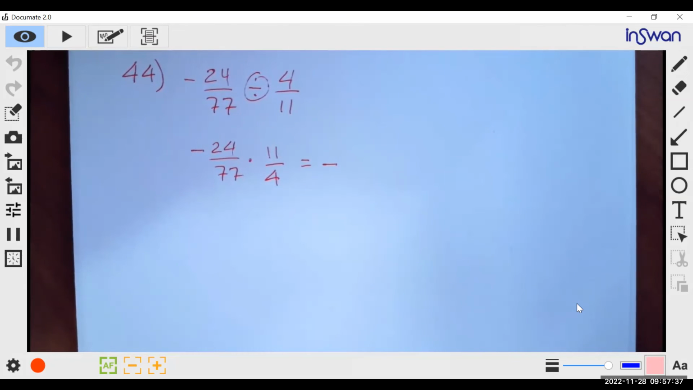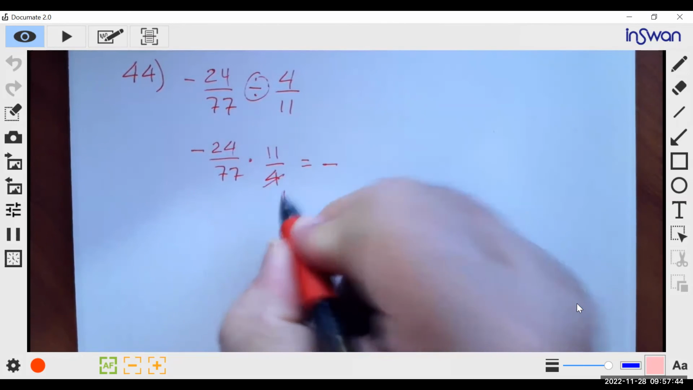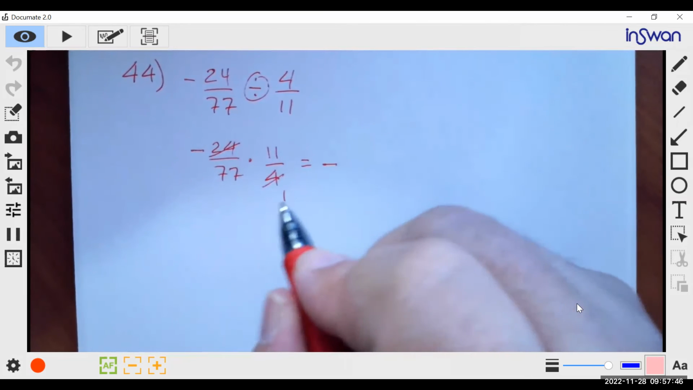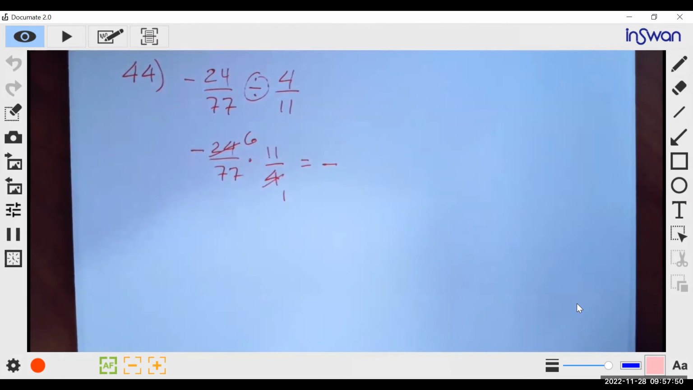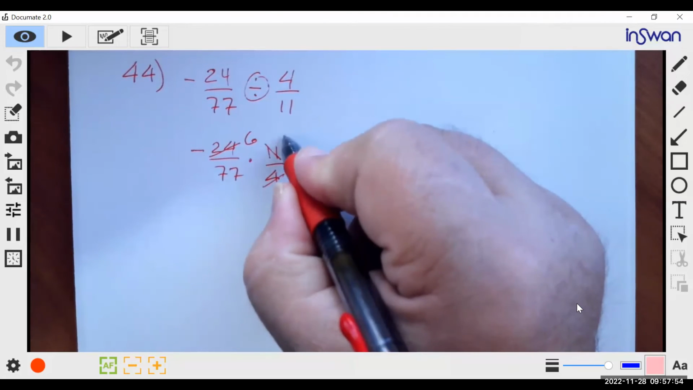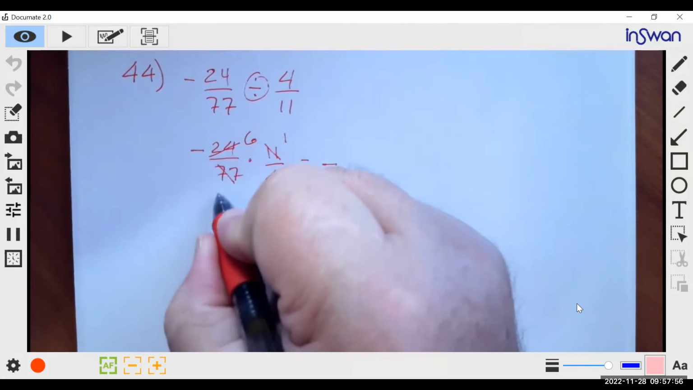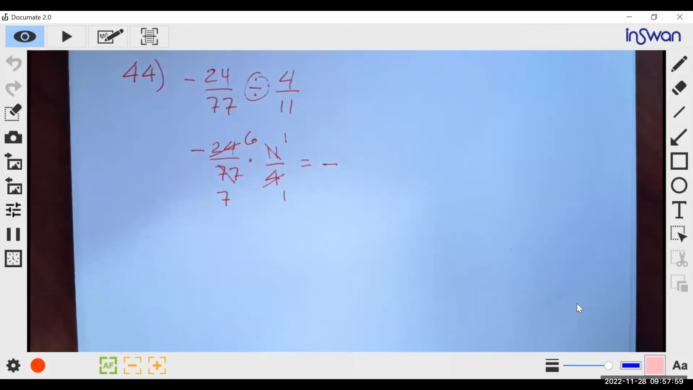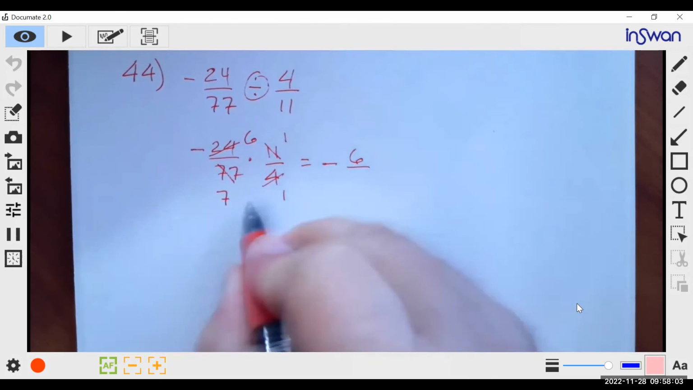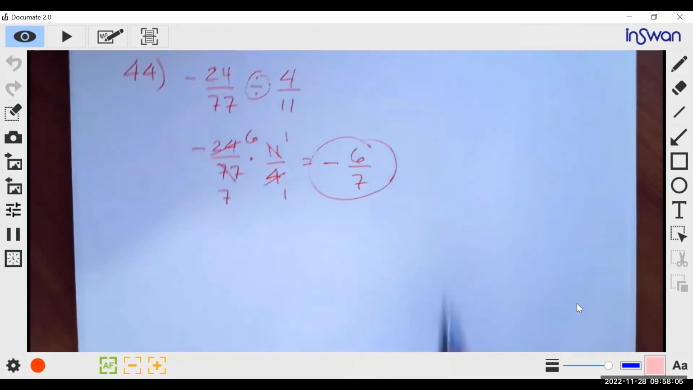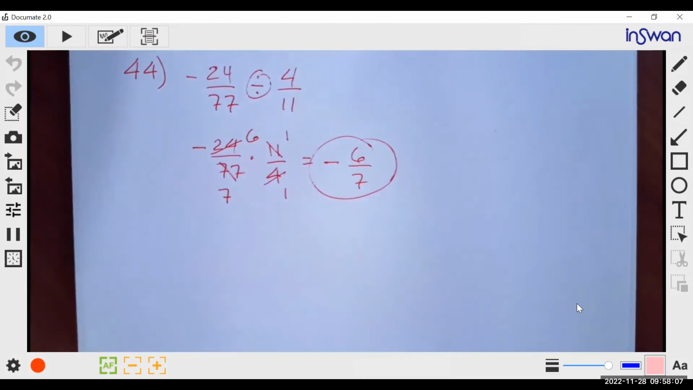Can anything cancel? Four goes into 4 once. 4 goes into 24 how many times? 6. What else? Yeah. 11 goes into 11 once. 11 goes into 77 7 times. 6 times 1 is 6. 7 times 1 is 7. So the answer is -6/7.